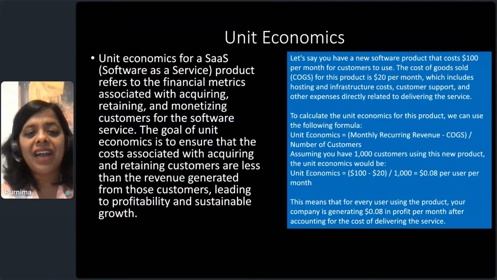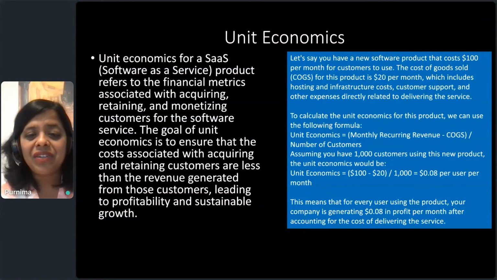The simple principle is that the unit economics of your product should be such that the cost of producing it, or the cost of selling and supporting it, is still less than the revenue you generate from each of the units you sell.